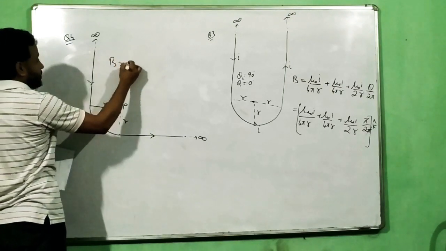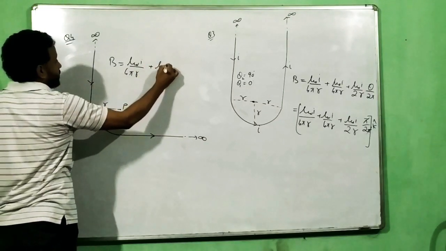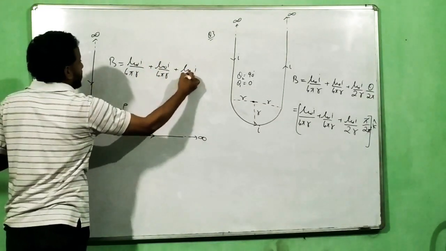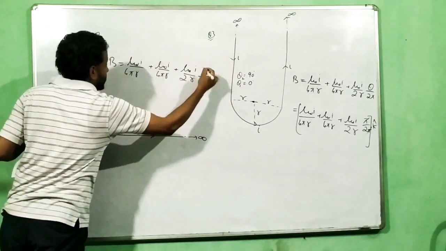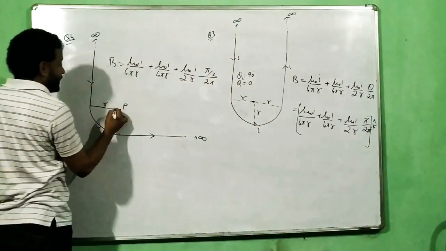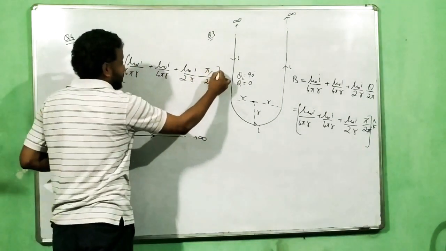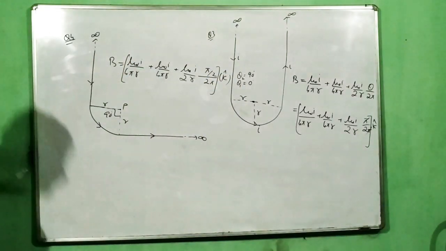So the net field will be equal to mu naught I by 4 pi R, semi-infinite wire, plus mu naught I by 4 pi R, semi-infinite wire, plus mu naught I by 2R into theta by 2 pi. Theta is pi by 2, that is 90 degrees. And the whole direction will be equal to plus k cap. That is your answer.